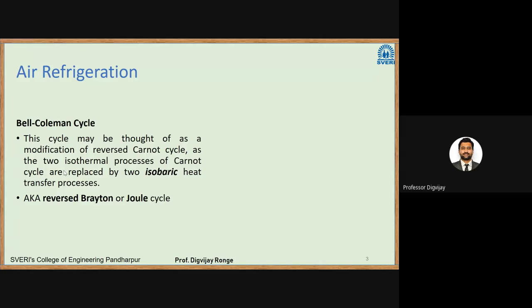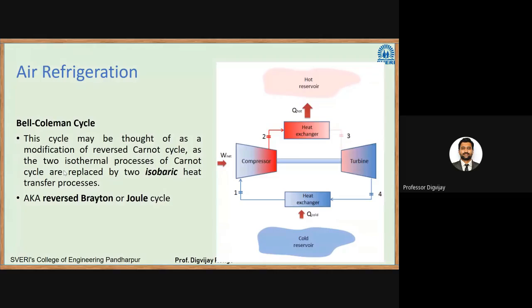Okay, so this Bell-Coleman cycle is also known as, AKA stands for also known as, the reverse Brayton or Joule cycle. So what is it? We'll see. What you see on the screen: there are two heat exchangers, a turbine, which is generally called an expander, and a compressor. At the top we have a hot reservoir, which in general we call the source, and here we have a cold reservoir, which in general we call the sink, right?